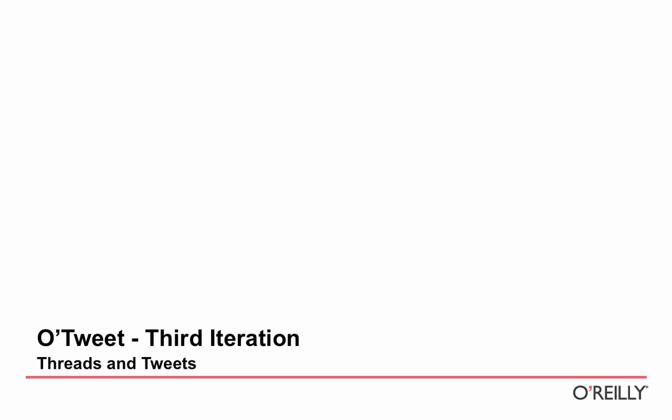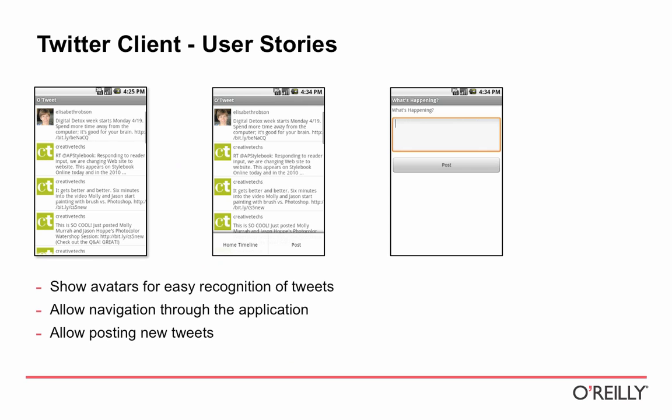Okay, so let's talk about threads and tweets. First, we'll talk about what the user is expecting of our application when they start to use it. Avatars are nice to have. They give a little personality to each tweet. Avatars also help the user to understand as they scroll through the list.